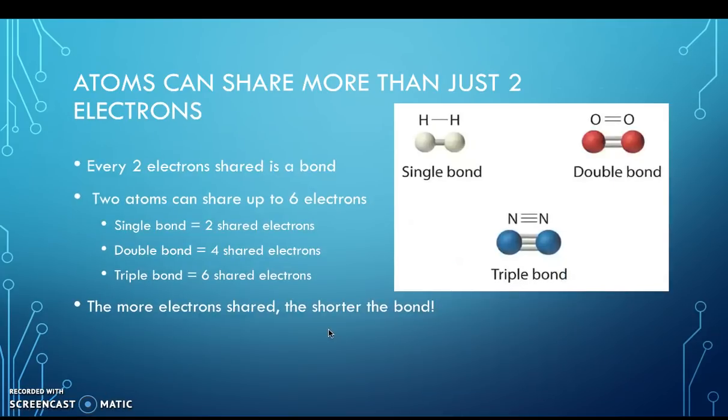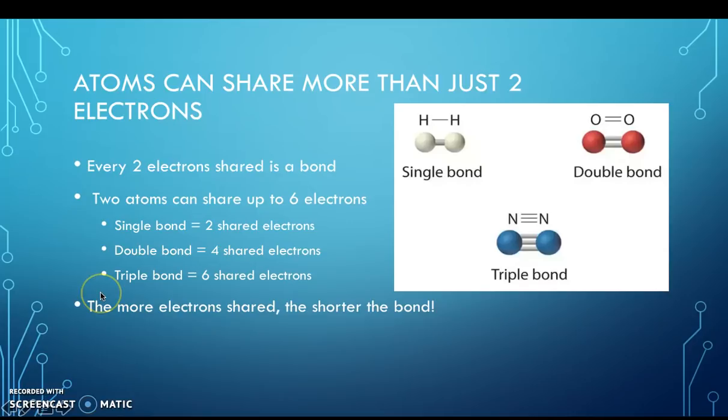Atoms can share more than just 2 electrons. For every 2 electrons that are shared, we call that a bond. Each set of 2 atoms can share up to 6 electrons. So if they're sharing 2 electrons, then they have a single bond. If they're sharing 4 electrons, they have a double bond. And if they're sharing 6 electrons, they have a triple bond.